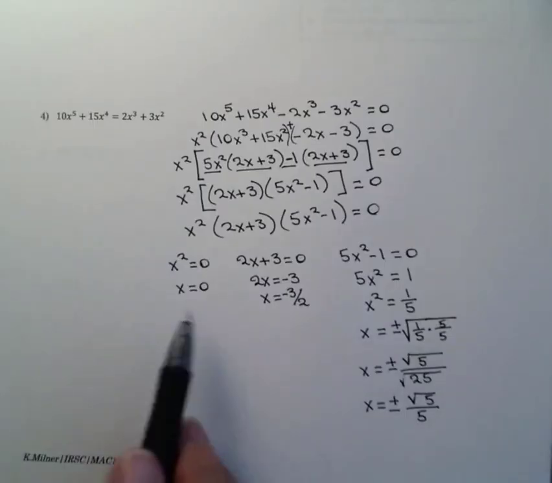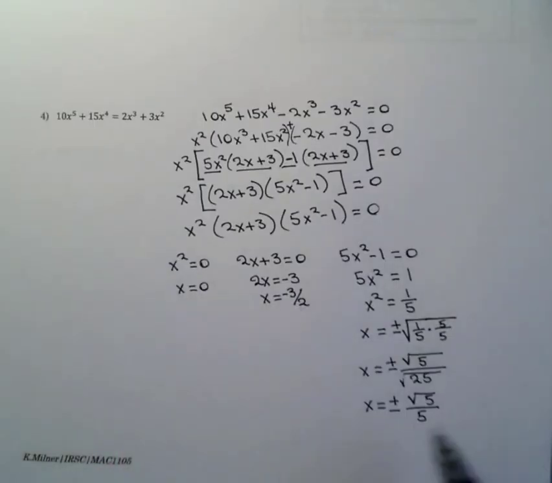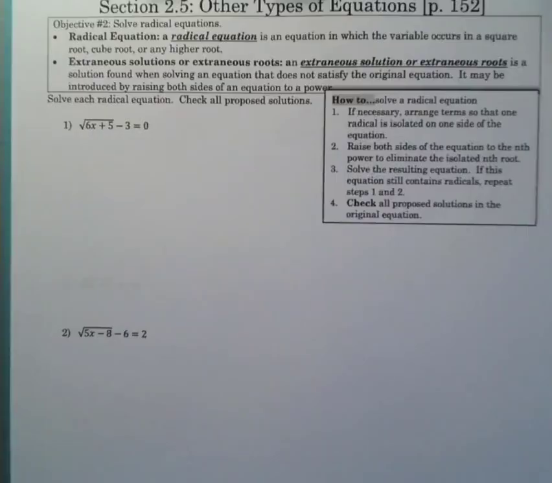So I ended up with 4 answers: 0, negative 3/2, a positive square root of 5 over 5, and a negative square root of 5 over 5. Now let's kind of change gears and look at another type of equation that we need to be able to solve.